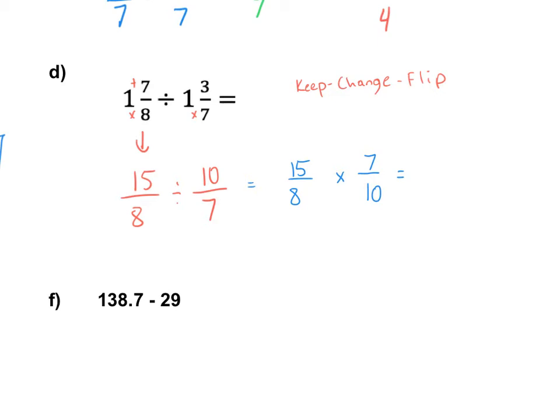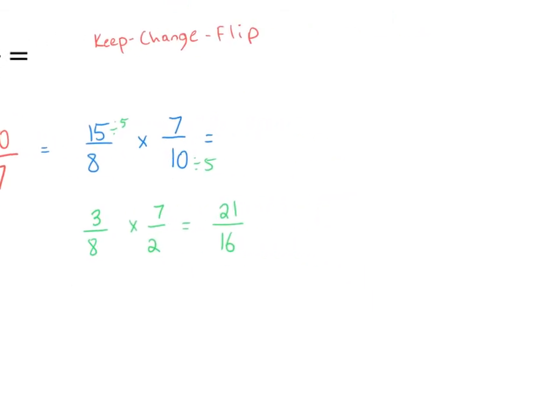reciprocal. Now I'm going to simplify my diagonals. Divide this by 5 and this by 5. So I'm going to rewrite it now. 3/8 times 7/2. I'm going to go ahead and multiply. Whenever I have an improper fraction, what do we need to do? Make this into a mixed number. 1 5/16 here.